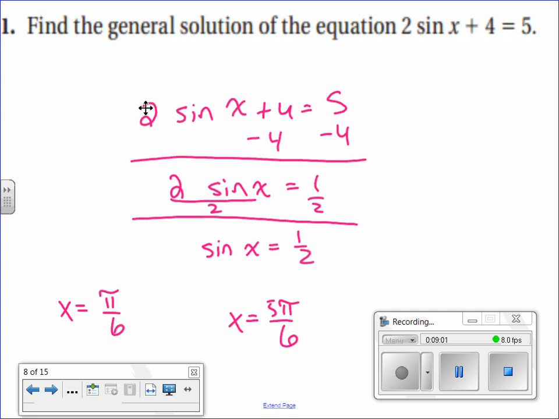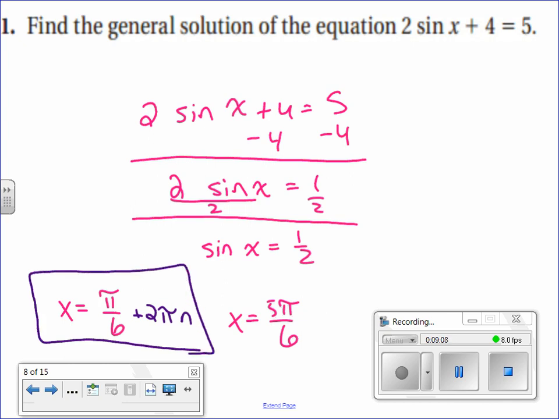And don't forget to add your little plus 2 pi n, and that just means you could spin around another circle or several circles. As long as you're landing at the same location, you'll be landing at a solution coordinate.